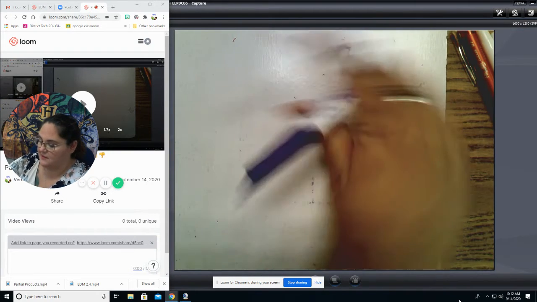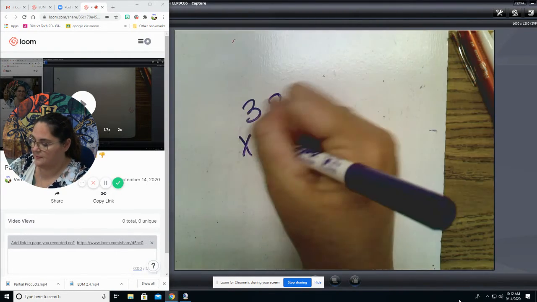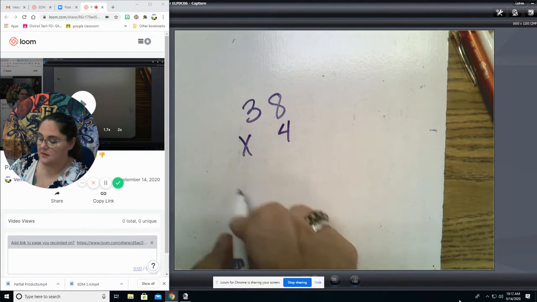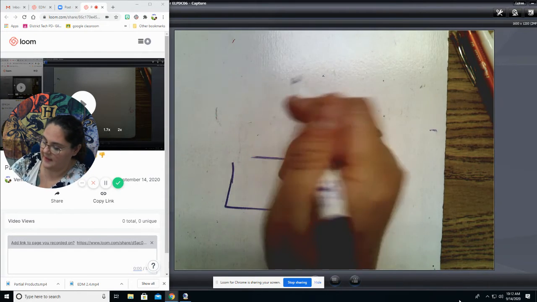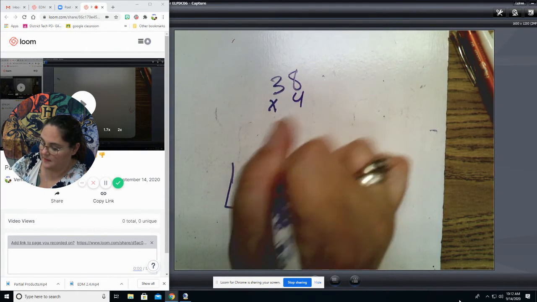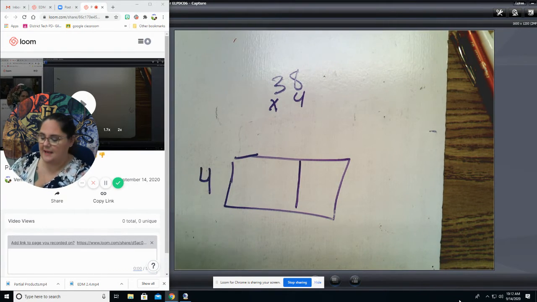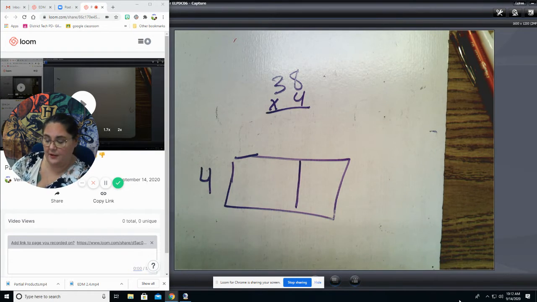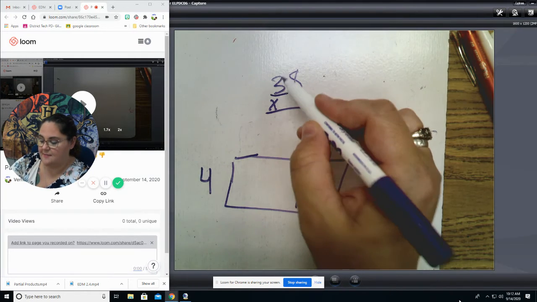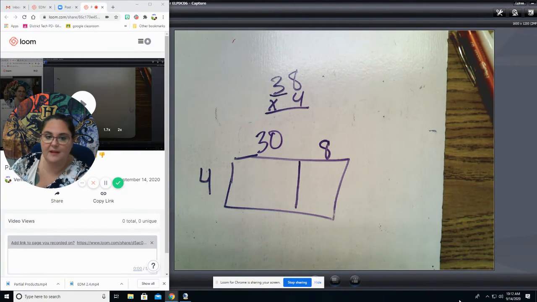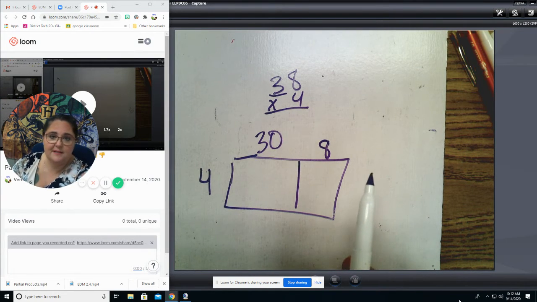I'll do another one and show you. Let's do the problem 38 times 4. Again, I'm going to make my rectangle. I'm going to write that a little bit higher. I'm sorry. And I'm going to separate it. Over here I have my 4. 38, I'm going by value. So in my ones column, my 8 is worth 8. In my tens column, my 3 is worth 30. That's how you break these numbers up. 30 plus 8 would be 38. That's how I know I'm right.